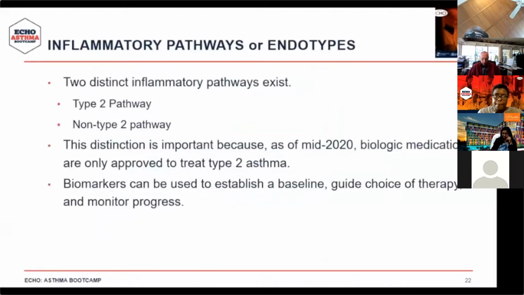And so there are two main inflammatory pathways or endotypes that exist in severe asthma patients. There are two distinct pathways, type 2 pathway and the non-type 2 inflammatory pathway. And it's really important to differentiate between these two because as of mid-2020, biologic medications are approved only to target the type 2 pathway of asthma. And biomarkers can be often used to establish a baseline, guide an appropriate choice of treatment for these patients, and in some occasions monitor progress to see how they respond to the drug.